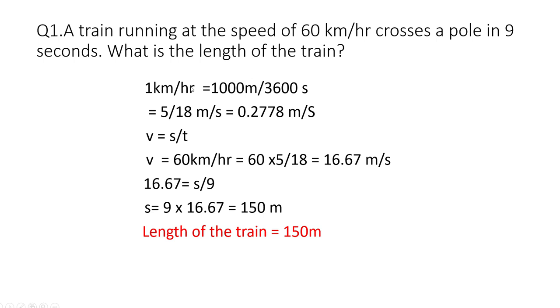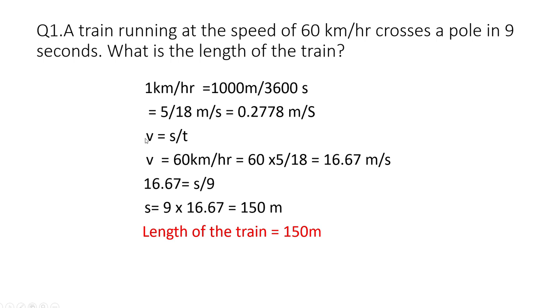So 1 kilometer per hour is equal to 1000 meter per 3600 second. So that's equal to 5 by 18 meter per second. So 1 kilometer per hour is equal to 5 by 18 meter per second or 0.2778 meter per second. So this is the conversion.